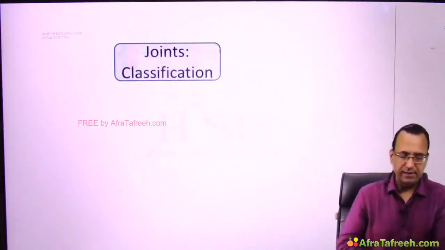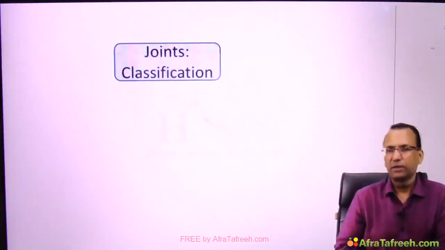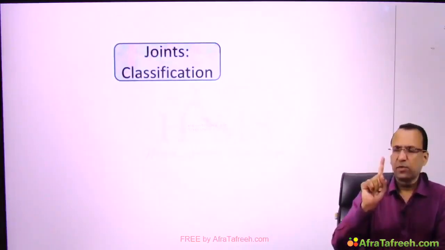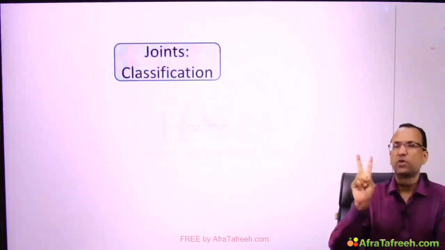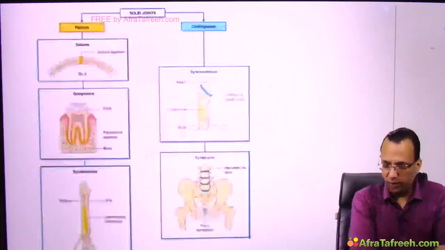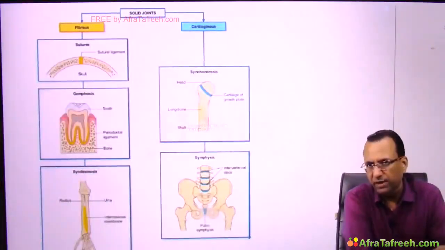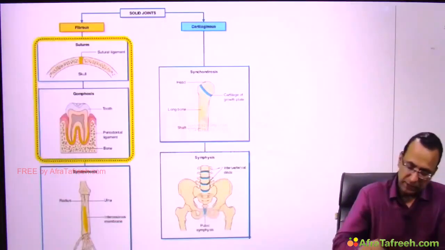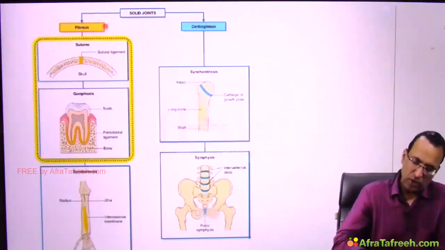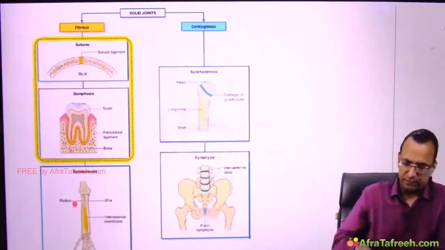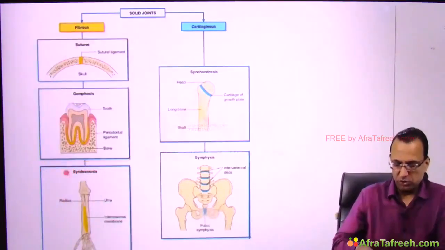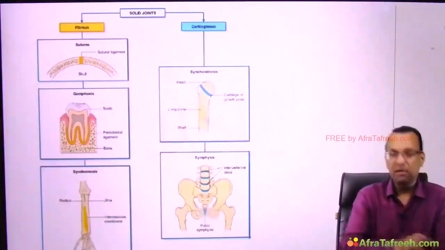Classification of joint is varied, and sometimes you will say fibrous joint and cartilaginous joint. Let us look at them first. When you're talking about the fibrous and cartilaginous joint, they are themselves divided into further categories. Like you see, this is fibrous joint, and we are looking at the three types of fibrous joint. Let us magnify the first two.